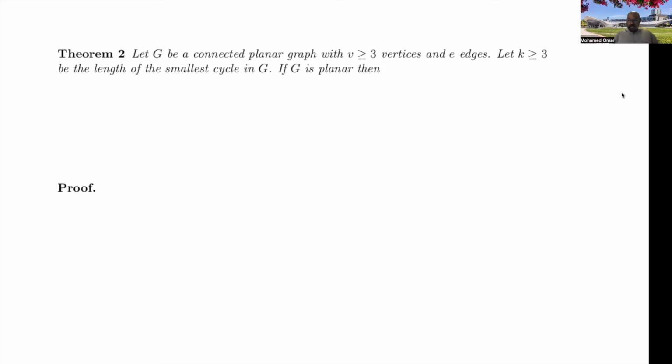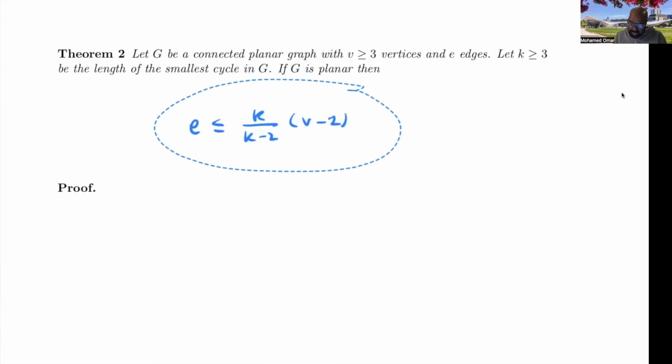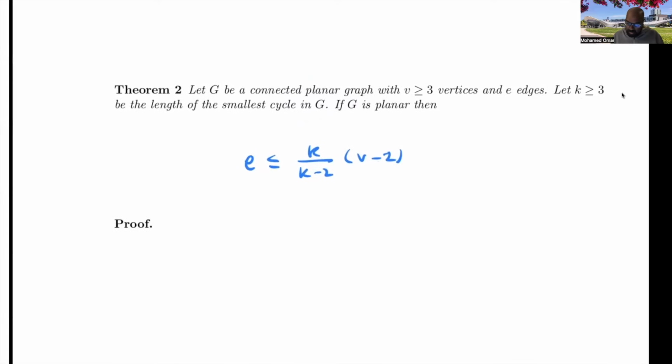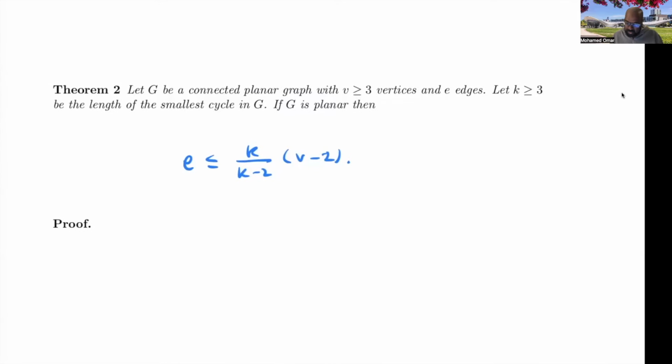So let G be a connected planar graph with V vertices, V greater than or equal to 3, and E edges. Let K, greater than or equal to 1, be the length of the smallest cycle in G. If G is planar, then E is less than or equal to K over K minus 2 times the quantity V minus 2. I want to think about this inequality because it just looks random, but there are some things to say about it. First of all, let's see what happens when K is 3. The smallest length of a cycle is 3, which is the smallest length you can have of any cycle. Then you would get E is less than or equal to 3 over 3 minus 2, that's 3, times the quantity V minus 2, which is 3V minus 6. And that's our previous inequality.